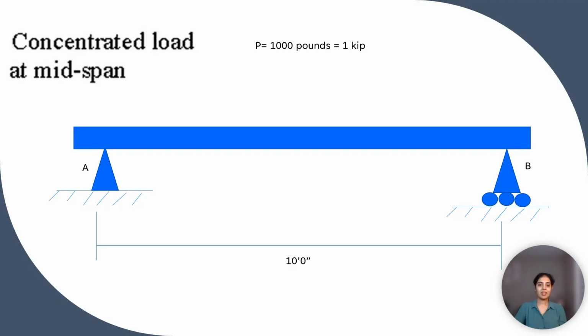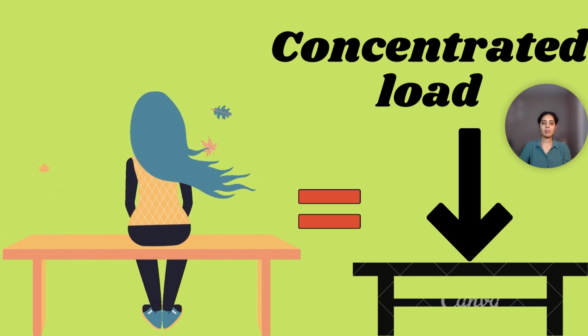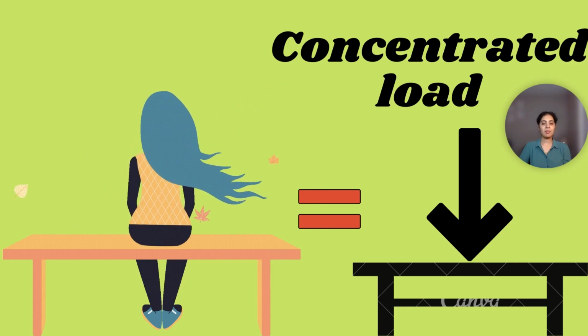This is another type of load, that is concentrated load at midspan. Its magnitude is 1000 pounds, that is 1 kip. The girl sitting on the bench is the example of concentrated load at the midspan.